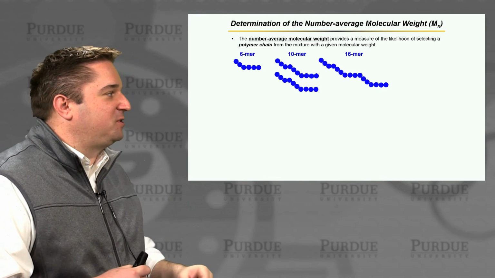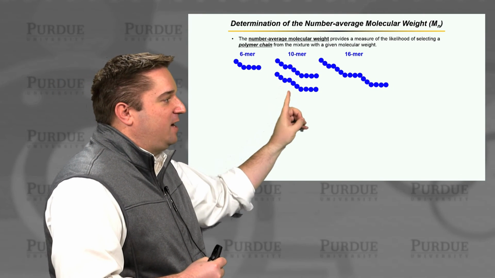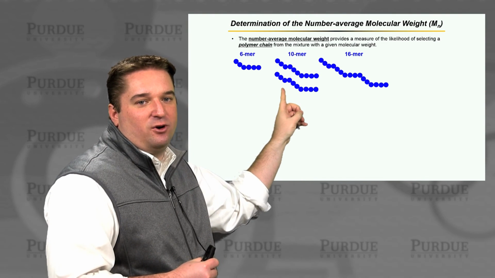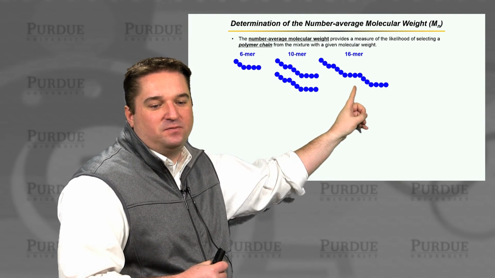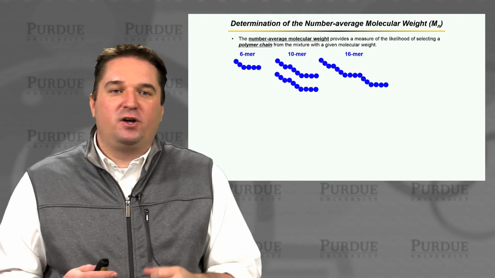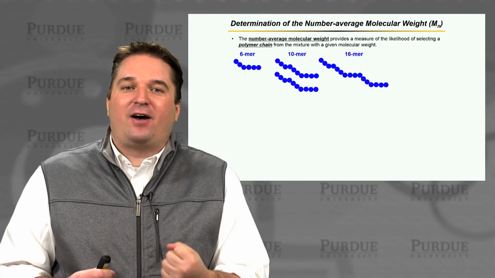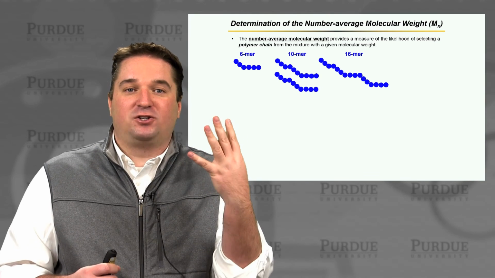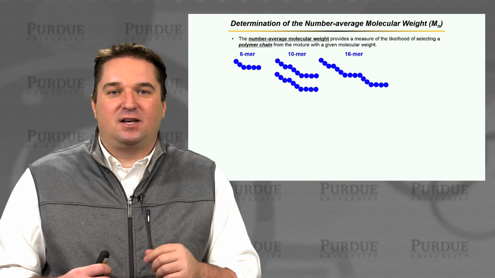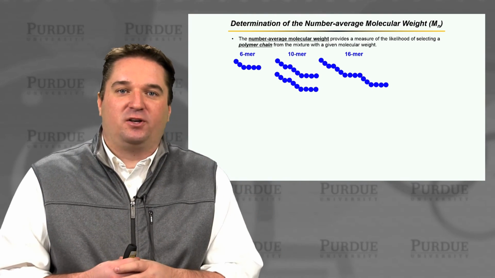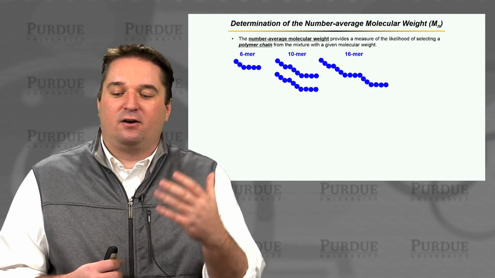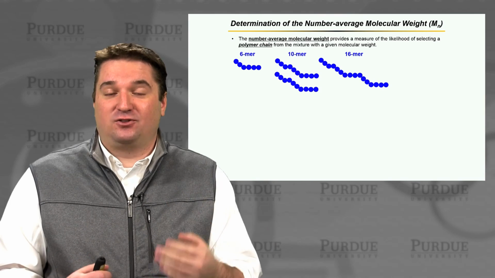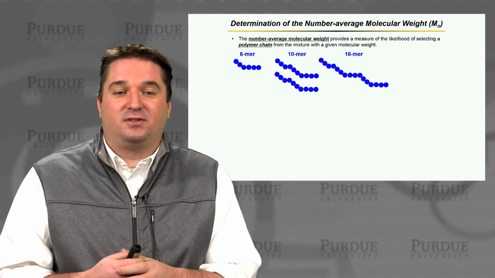So let's pretend that we had 4 different chains in our series. We had 1 6 mer, we had 2 10 mers, and we had 1 16 mer. If that's what we had, we could think about how likely we are to pull a 16 mer out of this bottle. Well, there are 4 chains, and there's 1 16 mer, so we'd have a 1 in 4 chance of pulling out the 16 mer. In a similar manner, we have 2 10 mers and 4 chains, so we have a 50% chance of pulling out the 10 mer.